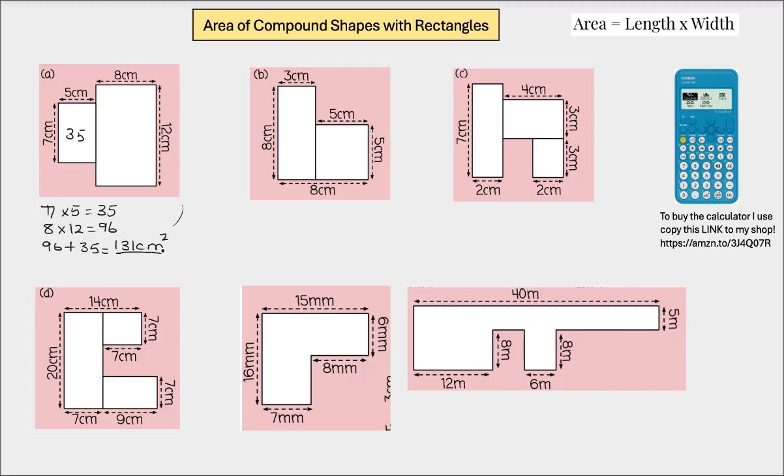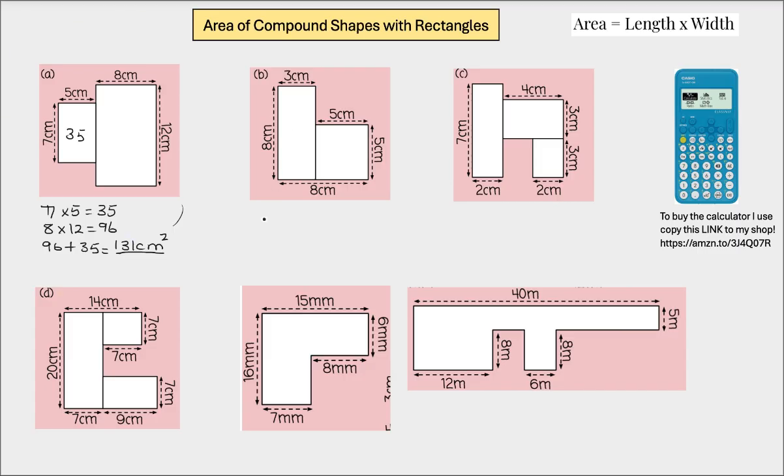That's it. So all you're doing is adding on a few more steps to what you normally do. And remember, it's squared because it's a 2D shape. A 2D shape, it's flat. Right, let's go to the next one.